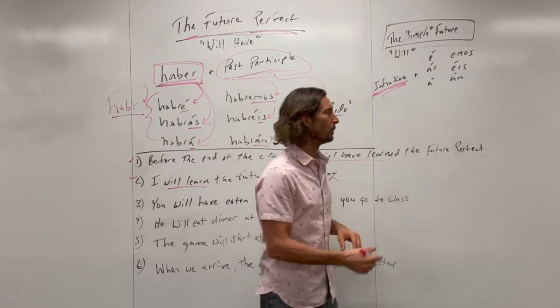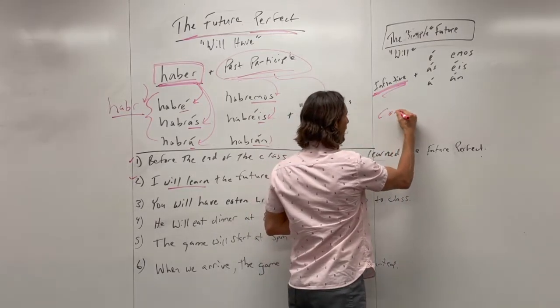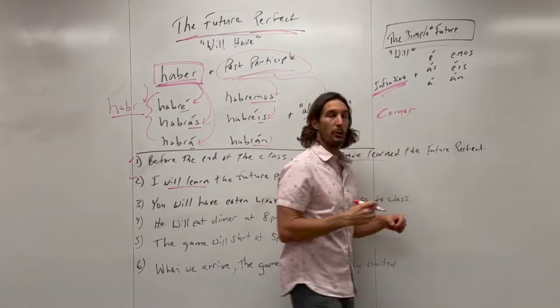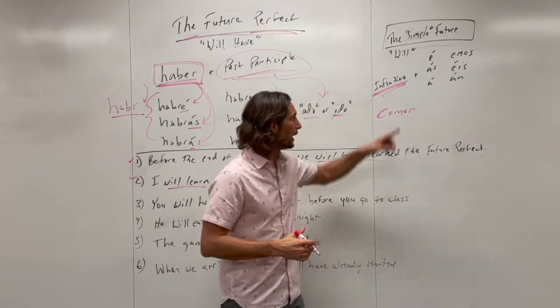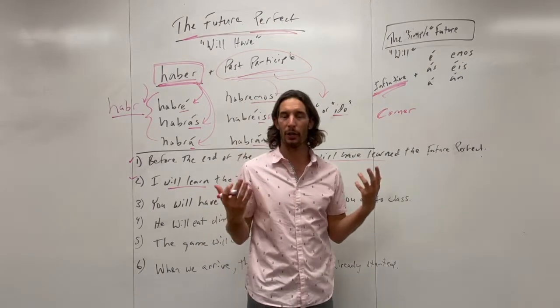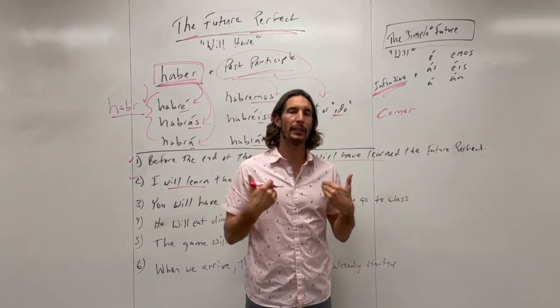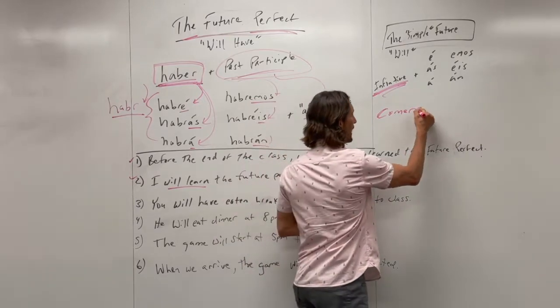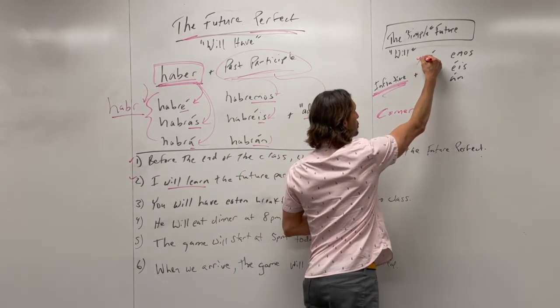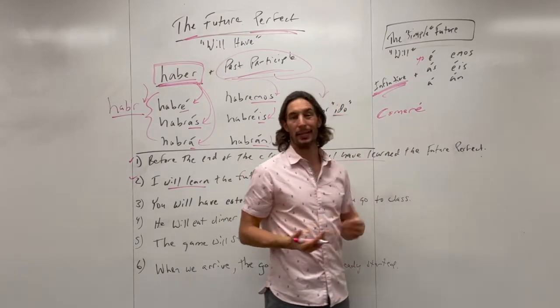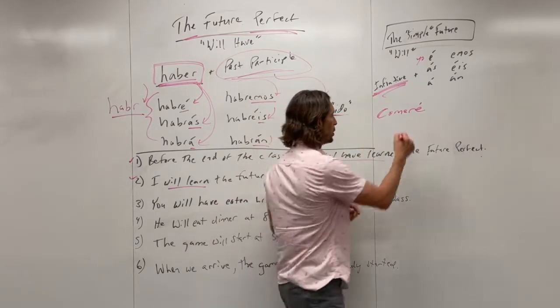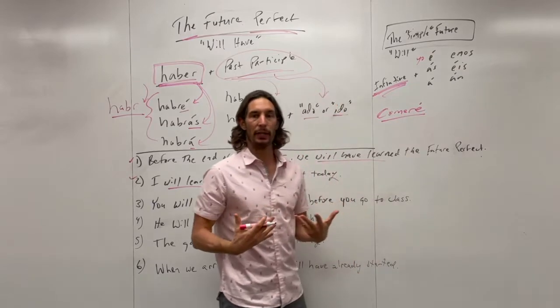Let's do an example, right? We're gonna take comer, the verb to eat. So you take that infinitive, an unconjugated verb, and then you would attach the ending here. So if we wanted to say I will eat, we would just say comeré. I would take that yo form, which is the E with the accent over it, and I would put it right at the end of that verb. And so that would be comeré, and that means I will eat.